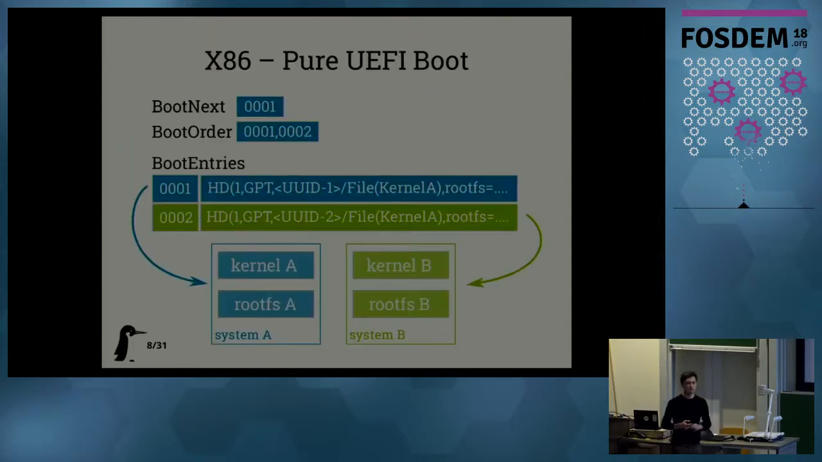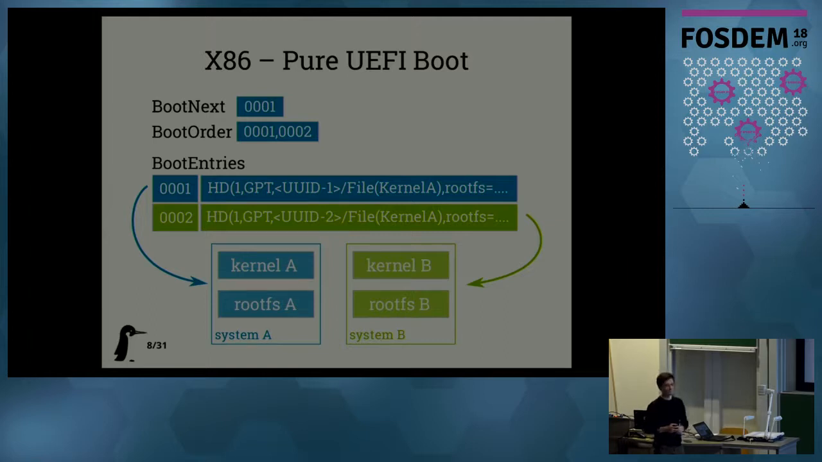Another example where we don't have to implement the switching ourselves is on x86. On x86, you normally have UEFI, and there you can have boot entries for each target you want to boot. With the boot entries, it is possible to load a kernel fully without an additional bootloader, just by referencing the kernel we want to boot and giving a root argument that references the root file system to boot.